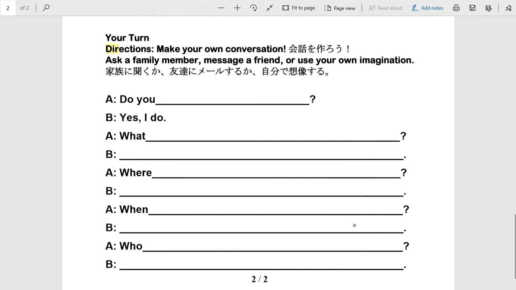Directions. Make your own conversation. Ask a family member, message a friend, or use your own imagination. Below, please create your own conversation using what, where, when, and who as follow-up questions.